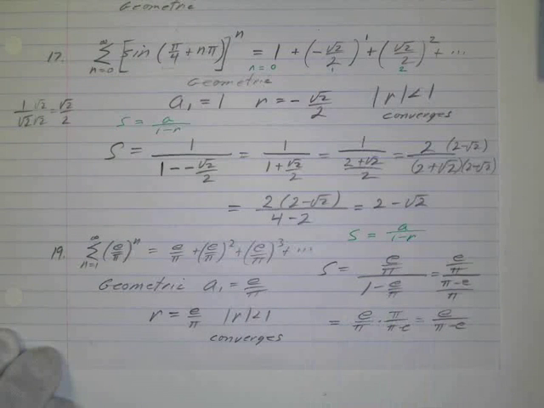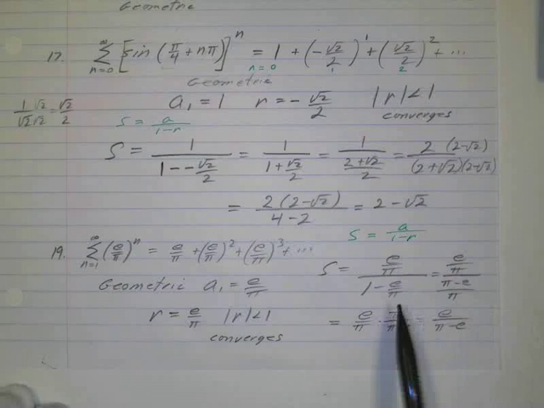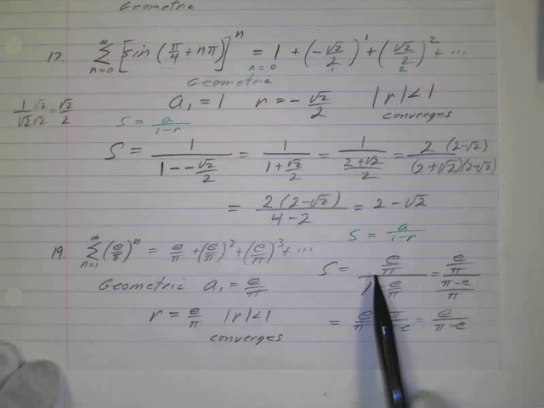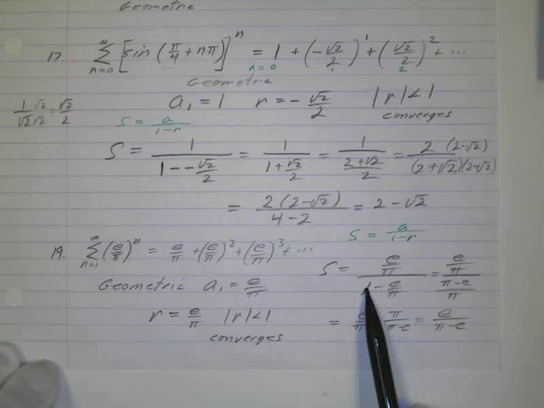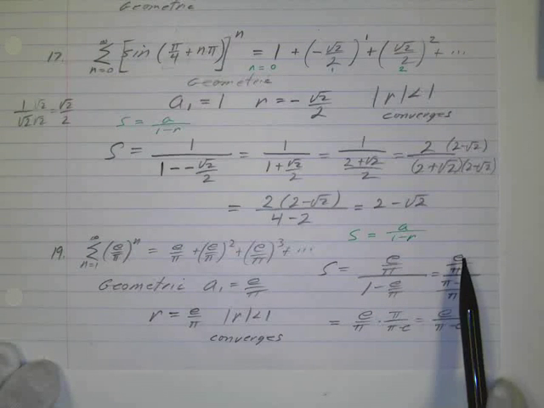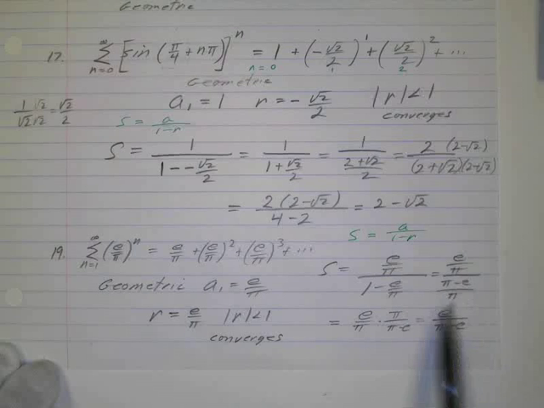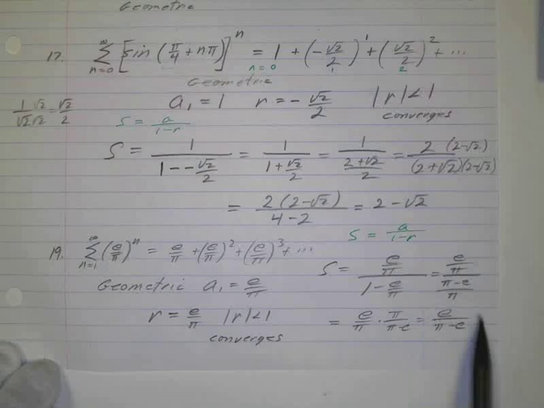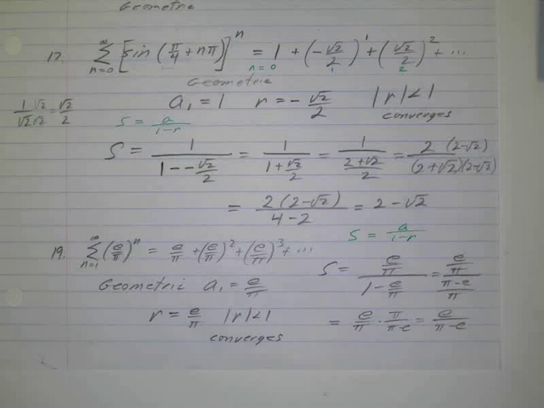So there's my a, there's my 1 minus r. I could have multiplied the top and the bottom by pi, but what I did was I just wrote it as a fraction, common denominator being pi, so I got pi minus e all over pi, and then e over pi, so I could just cancel these out. I inverted and multiplied, but you could cancel this out. You get e over pi minus e, and that's your sum. You could leave it like that, or you could calculate it out, but that's fine to leave in terms of e and pi, two of our most famous constant numbers. All right, so that's number 19.